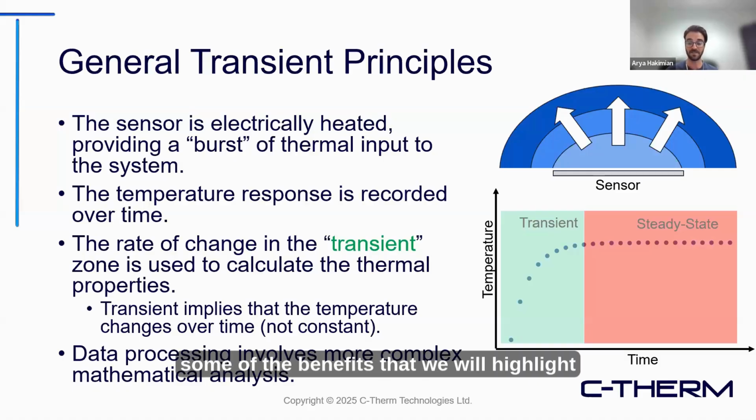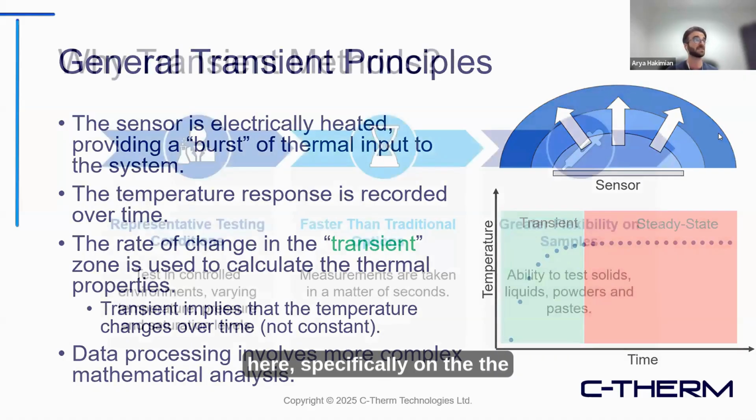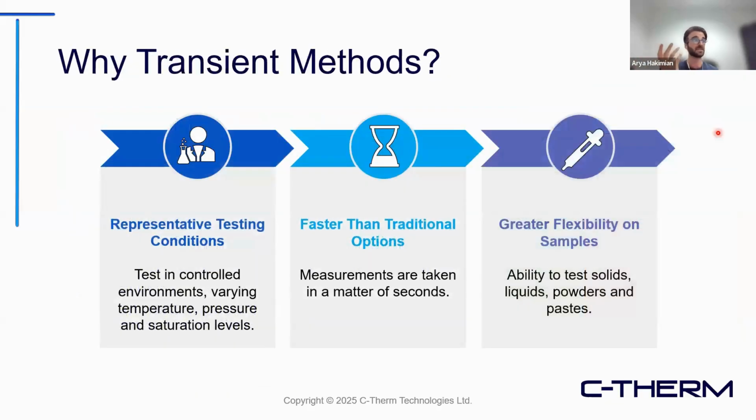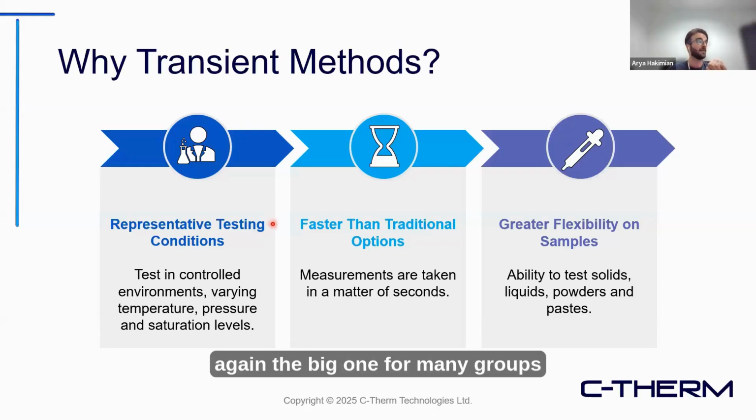But again, some of the benefits that we will highlight here, specifically on transient, is the ability to test under some more interesting representative testing conditions. The sensors can be very easily placed in these different environments. Unlike your more traditional steady state devices, which are quite large, these sensors are very small, so you can put them in environments that are representing an application of interest.